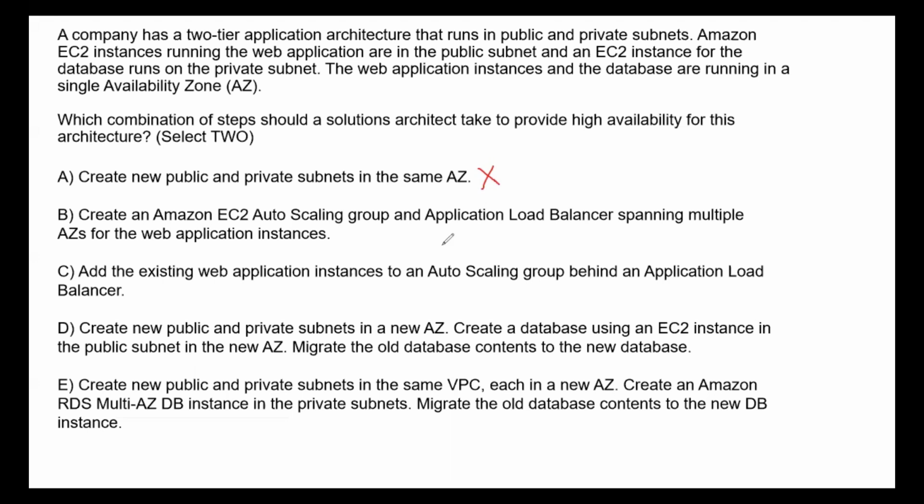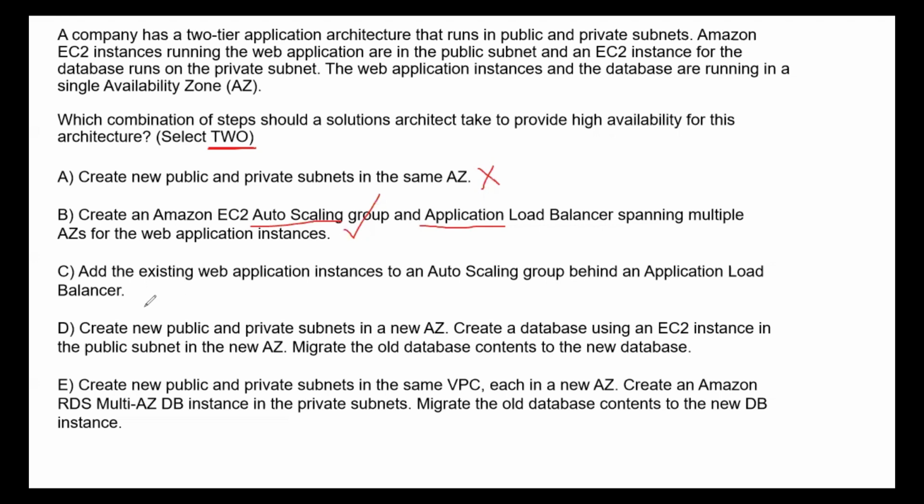So how do you achieve high availability for your web application? By definitely using an application load balancer and the auto scaling group. So this looks to be one of the correct answers, because we need to select two answers, right? So this is one of the correct answers. Now, add the existing web application to an auto scaling group behind the application load balancer.